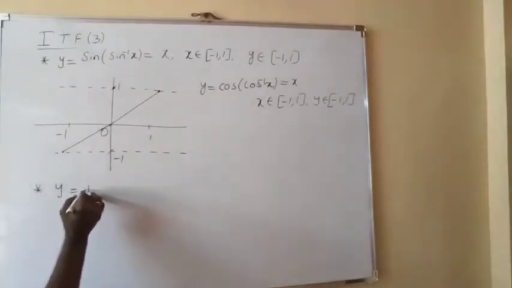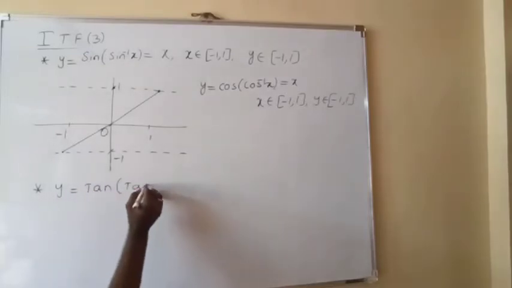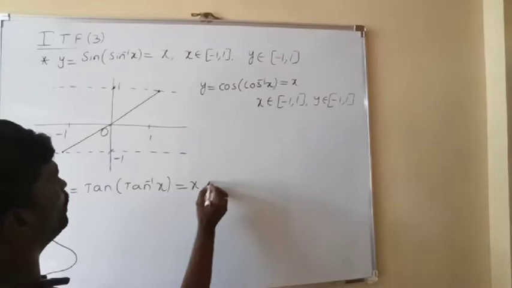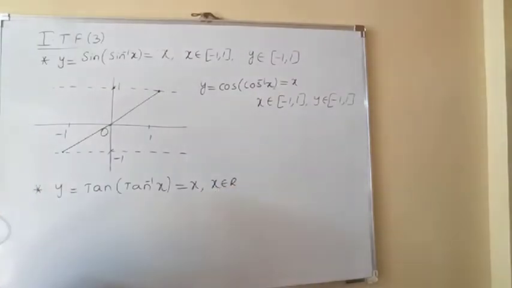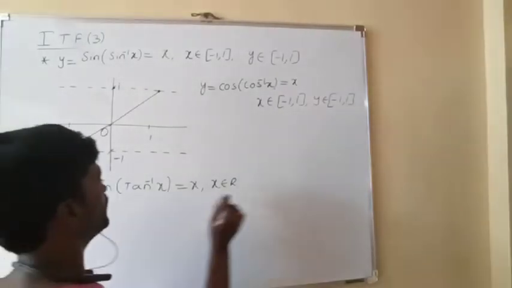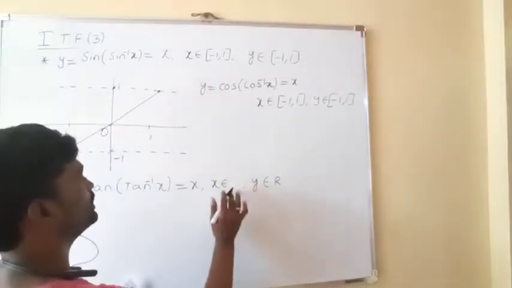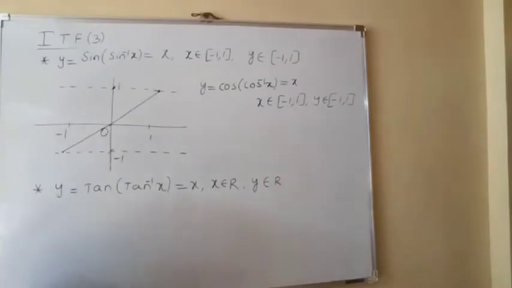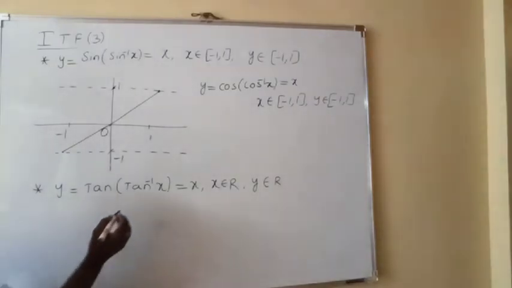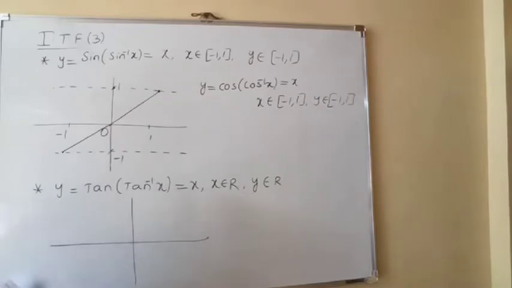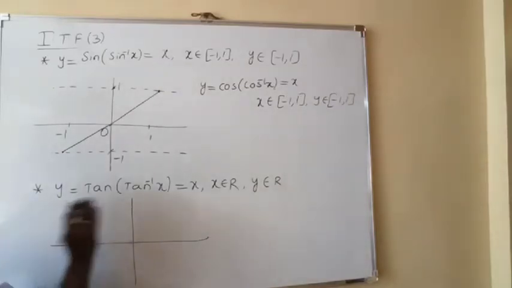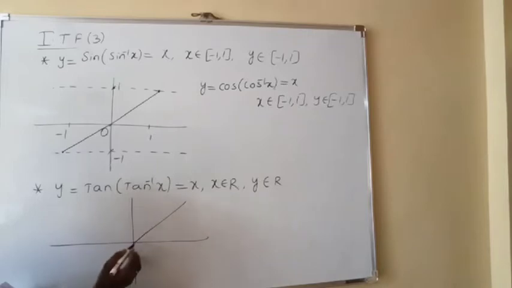Next, what is the tan of tan inverse x? Yes, tan of tan inverse x is x for all x belongs to R. Correct? That means the domain is all real numbers. As y is equal to x, the value of y also takes all real numbers. So the domain of tan of tan inverse x is R, the range is also R, and the graph is nothing but the straight line y is equal to x. So you draw the y is equal to x straight line on the set of real numbers.